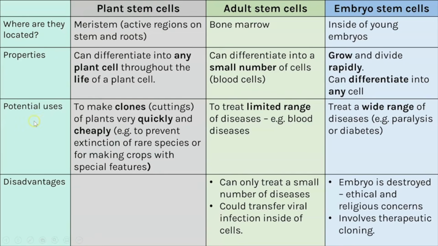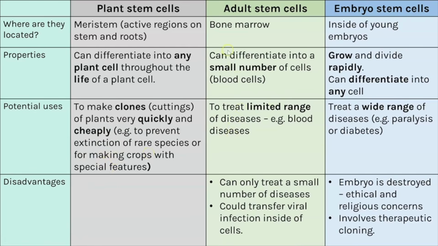I'm just going to pick out some of the potential uses and the disadvantages. For plants, you could use these stem cells to make clones or cuttings, and this is a way of growing plants very, very quickly and cheaply, because instead of planting seeds and waiting for them to grow, you can cut off a section of the plant, and that will then grow the new cells needed, such as roots, to make a new plant. And this is really useful as a way to prevent the extinction of rare species, or being able to create special crops that you're after.